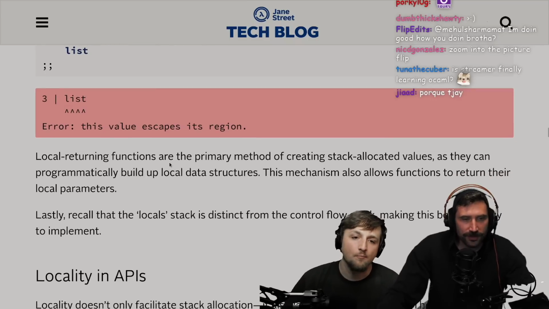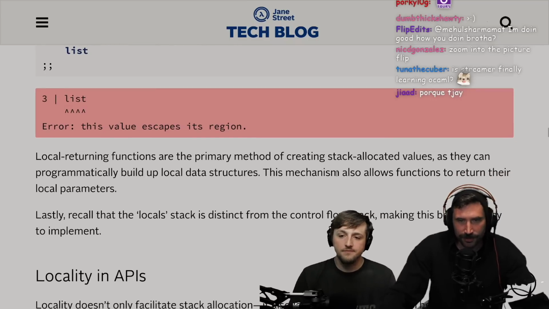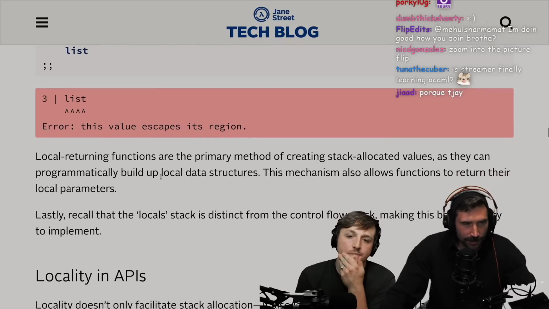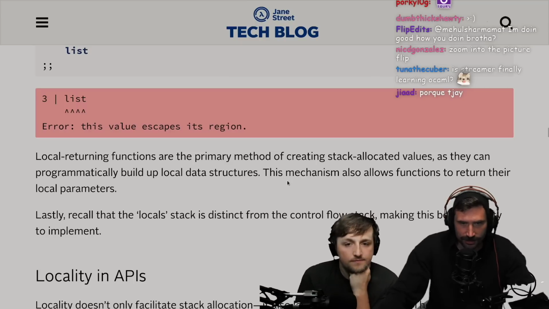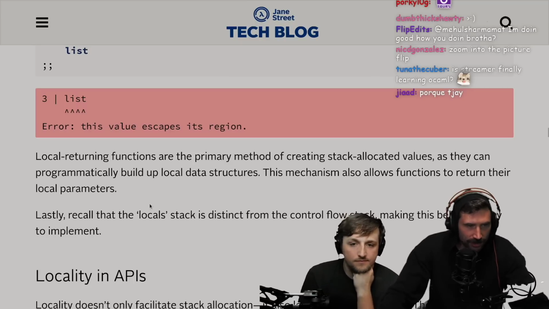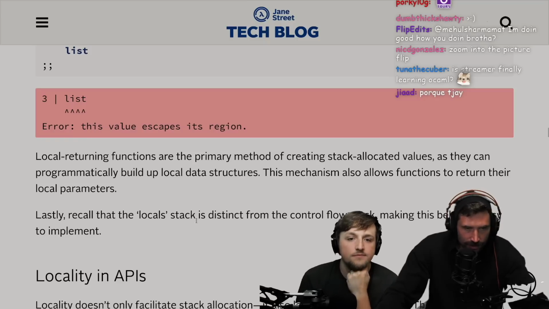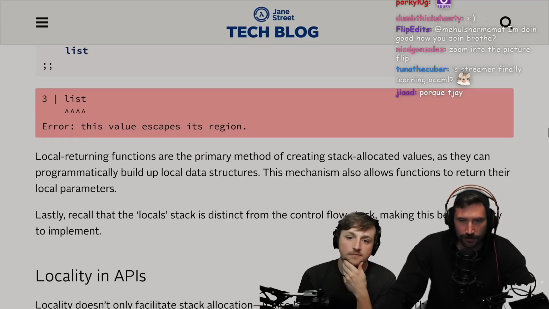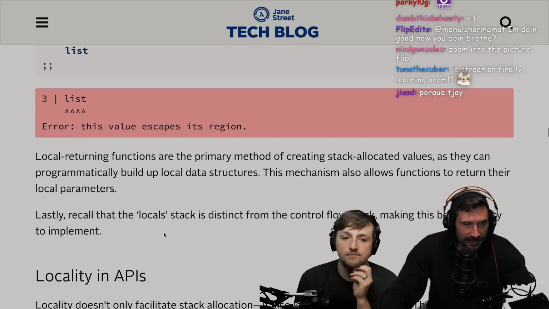Returning local functions are the primary method of creating stack allocated values, as they can programmatically build up local data structures. This mechanism allows for functions to return their local parameters. Lastly, recall that local stack is distinct from the control flow stack, making this behavior easy to implement.